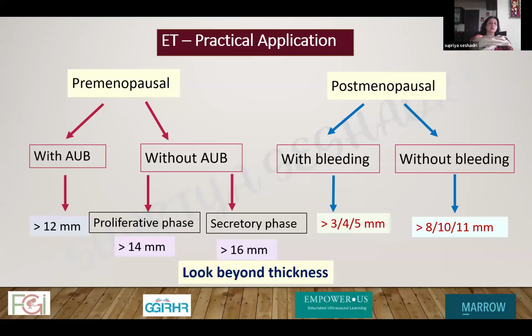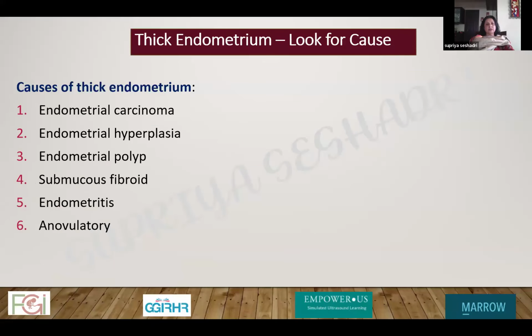But the story should not end here. One should look beyond the thickness. The causes for a thick endometrium are endometrial carcinoma, endometrial hyperplasia, endometrial polyp, submucous fibroid, endometritis, as well as an anovulatory endometrium. Now, as we can see, there's a huge overlap in the measurements in all these categories, and that's why it is said, look beyond thickness, which means we need to look at the morphology of the endometrium, and IETA has laid down these points.